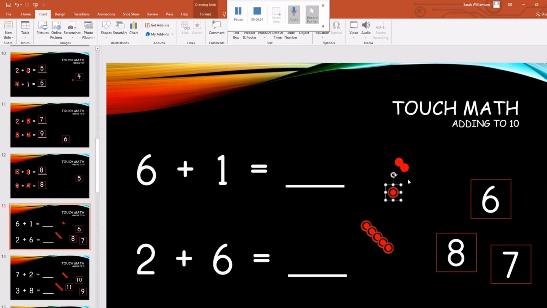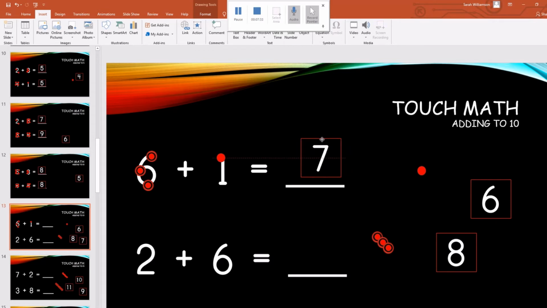Okay, so remember, when you see a dot like this, that means you just count once. When you see a dot like this, that means you count 2 times, right? So first, let's go ahead and put our dots in the right spot. We have the 6, and we have the 1. All right, so let's now count our dots. 1, 2, 3, 4, 5, 6, 7. The answer is 7. So we put it there.